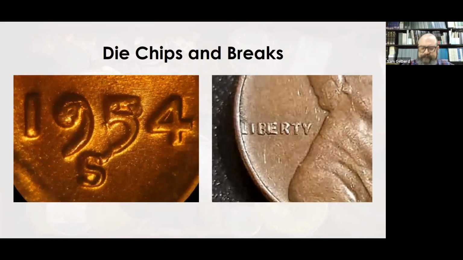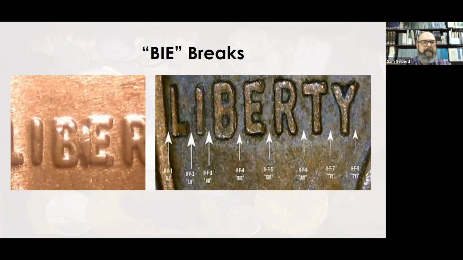Die chips and breaks, not really significant errors, but we do get a lot of people who ask us about those here. They don't really add much value. I remember when I was a kid growing up in the 80s, I'd see coin magazines that would show what they call BIE errors, or BIE break errors, and they'd sell for a few dollars a piece, but they're pretty common on a lot of wheat cents, especially from the 1950s, where you'll see a break in between the B and E of Liberty, and it looks like an I in between there. I mean, those breaks could happen at any point in between the letters, as you could see there. Don't really add a lot of value. I don't think anyone should pay a premium for them.